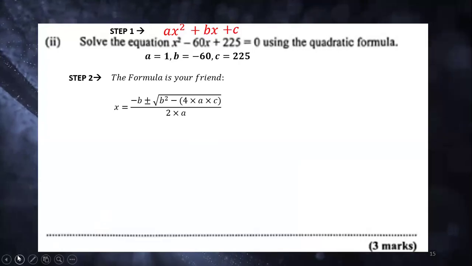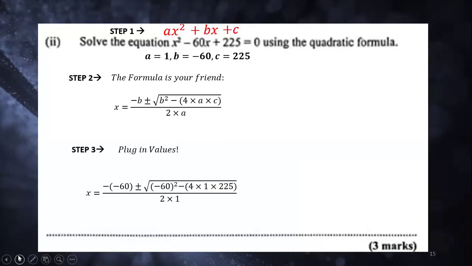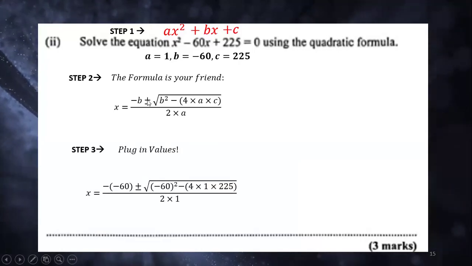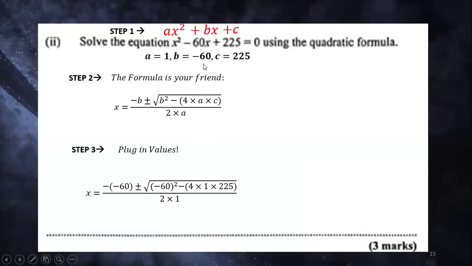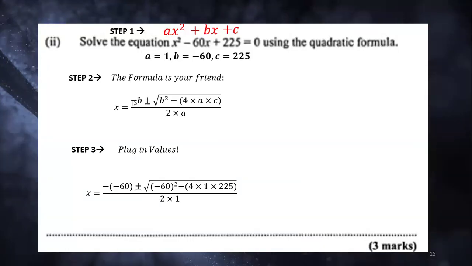Step 3 involves you putting in the values. B is negative 60, so you simply put in negative 60. Now, very important point. This is not just B, right? It's negative B. This negative sign is this negative sign, right? And this negative sign is actually this negative sign. Do you see that? Let me know. Put it in the chat if you see it.